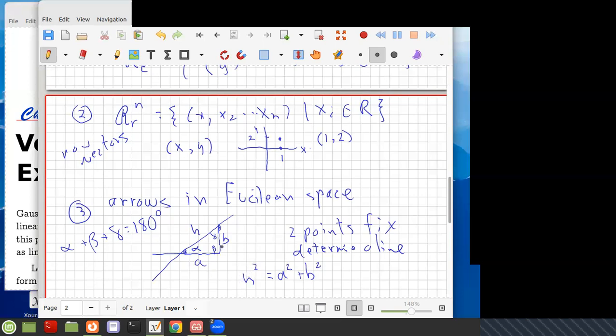So we're not going to deal with spaces like that, you might be happy to know. We're only going to deal with spaces that are flat. And that's the natural concept.